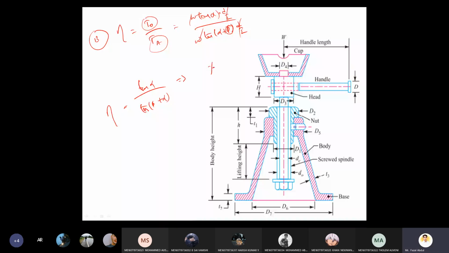So for this, the question asks for 15 marks. This entire 13 parameters you need to remember.